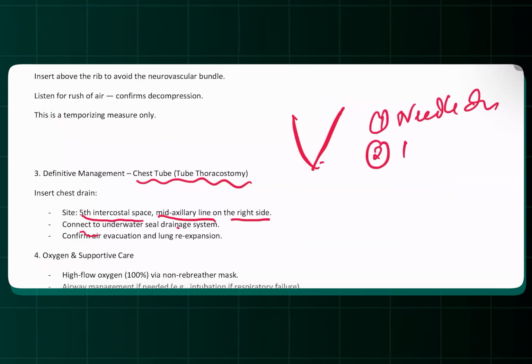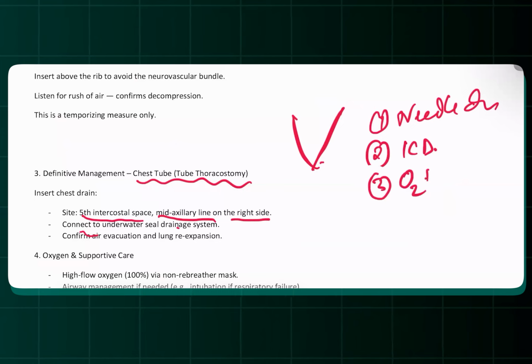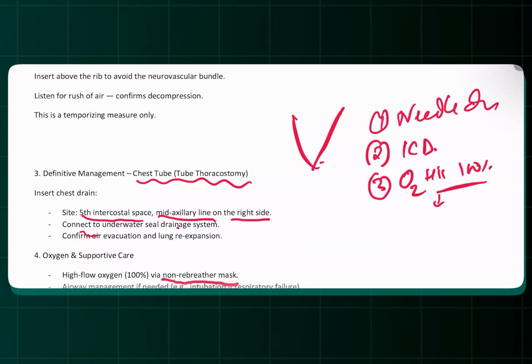Second step is ICD, that is intercostal drain. Of course, you need to put the patient on high flow oxygen, maybe around 100%. Why? Because then it will cause absorption of the pneumothorax via the non-rebreather mask. Avoid intubating if the patient does not need intubation. If they need intubation for any other reason, then definitely you will need to intubate them.